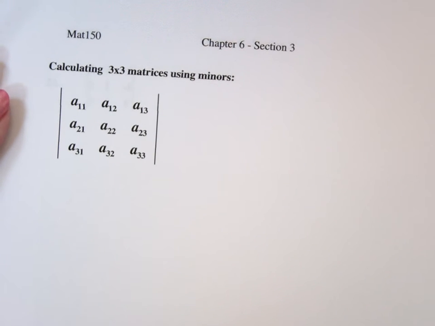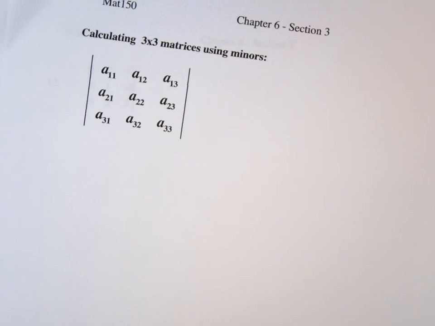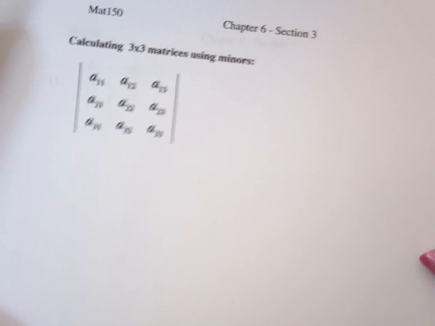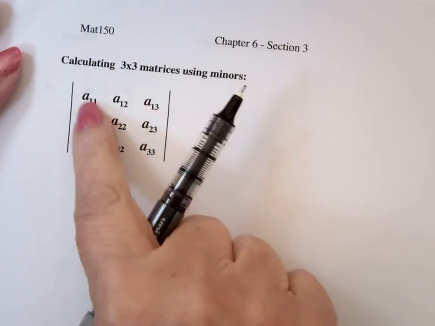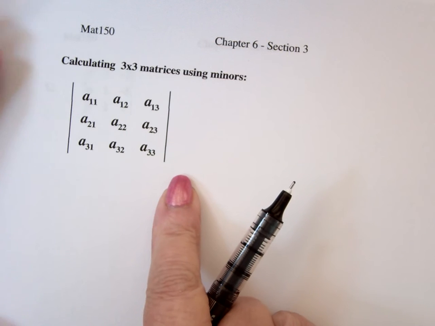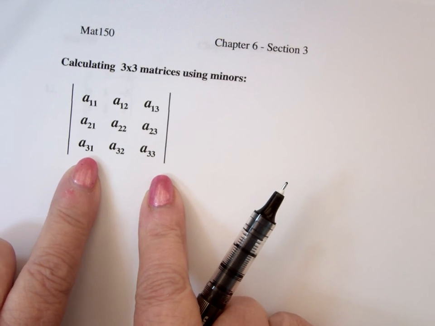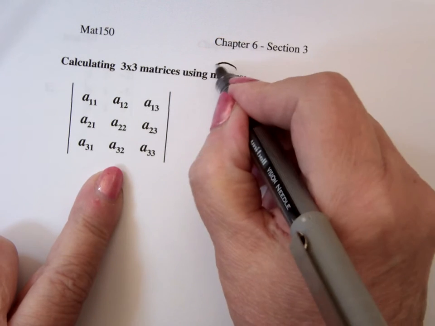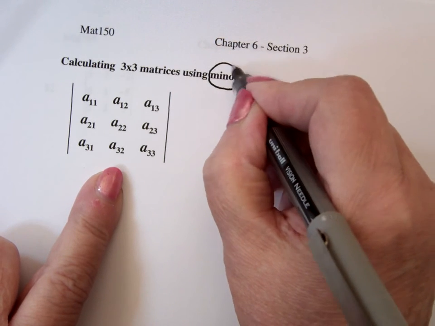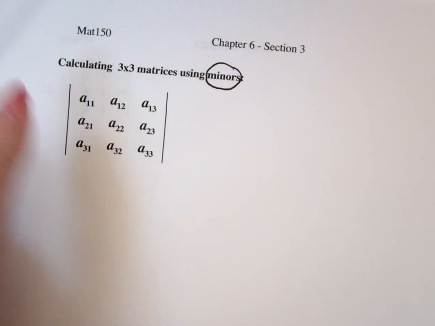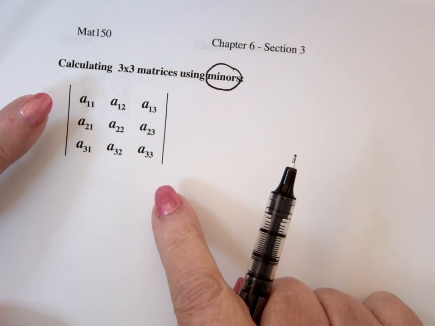Calculating 3 by 3 by minors. Now here's the important part. If I'm taking a look, and this is true of any matrix or any determinant, behind these numbers, which we call elements, there is a sign. And because you notice there's the word minor, and we're going to talk about what a minor is, that sign tells me whether I add or subtract that minor.